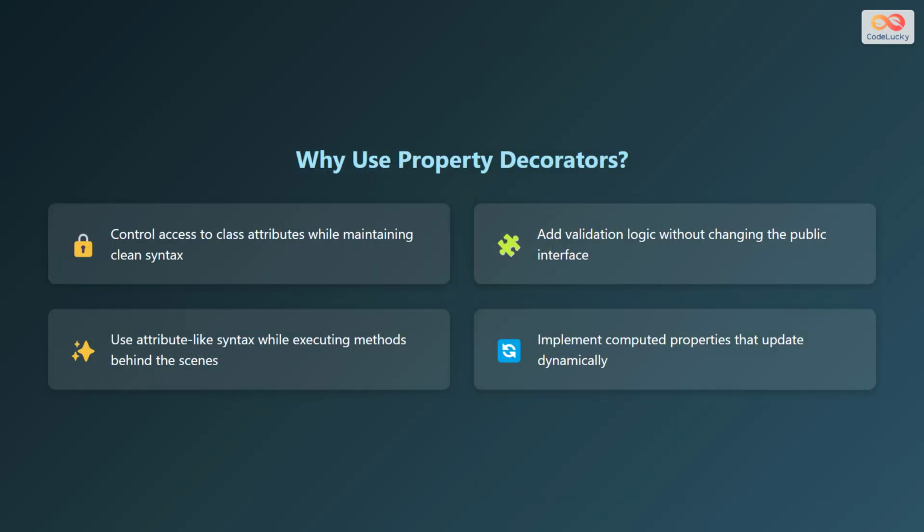Let's examine the advantages of using property decorators. Firstly, they allow you to control access to class attributes while maintaining a clean syntax. Secondly, you can add validation logic without changing the public interface of your class. Thirdly, property decorators allow you to use attribute-like syntax while executing methods behind the scenes. Finally, you can implement computed properties that update dynamically.